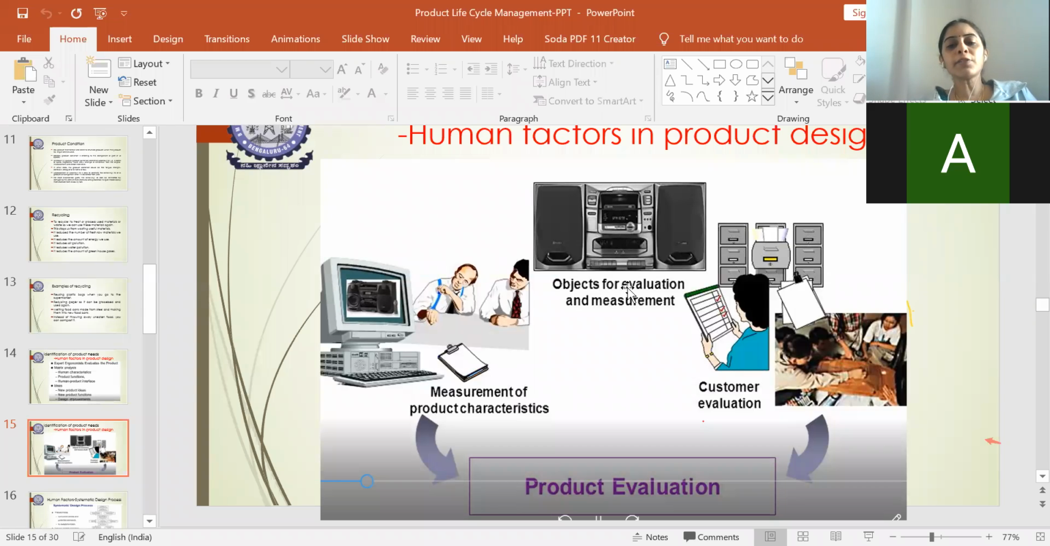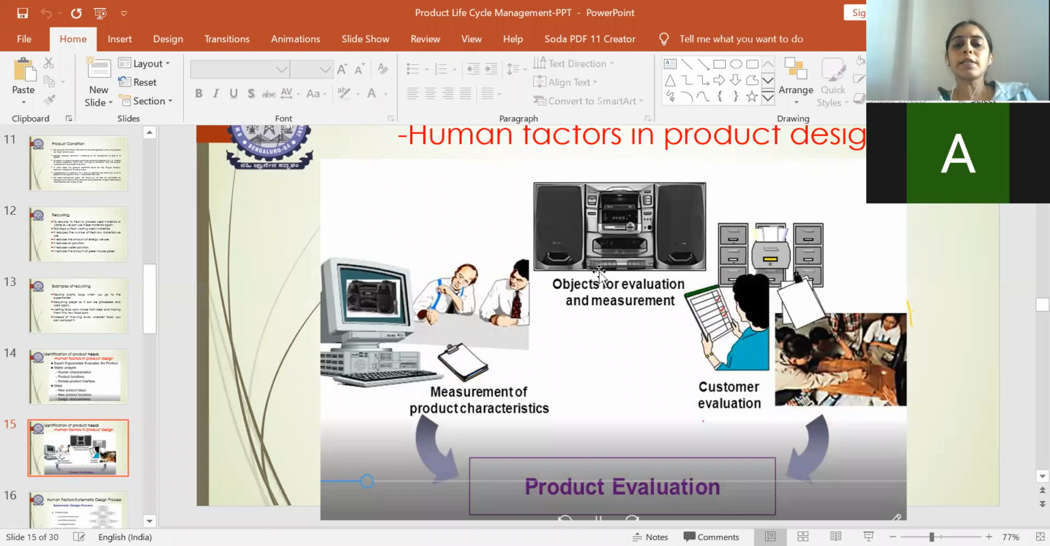And then objects for evaluation and measurements. So this is a basic measurement of the physical features of the product, how the structural characteristics are, how the functional characteristics of the particular product are. Okay, then these are about the machines which are being manufactured, and then you have to evaluate the performance of that machine.